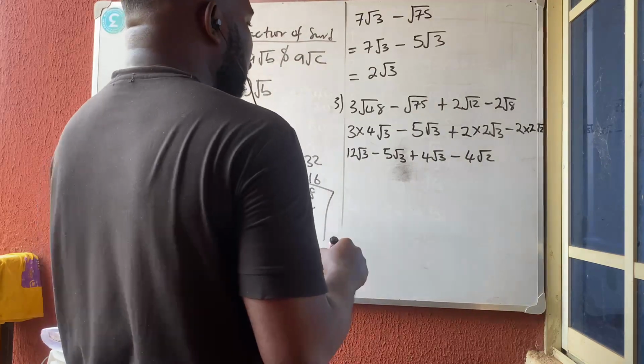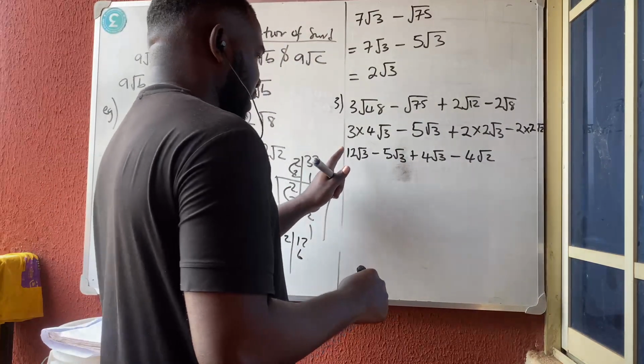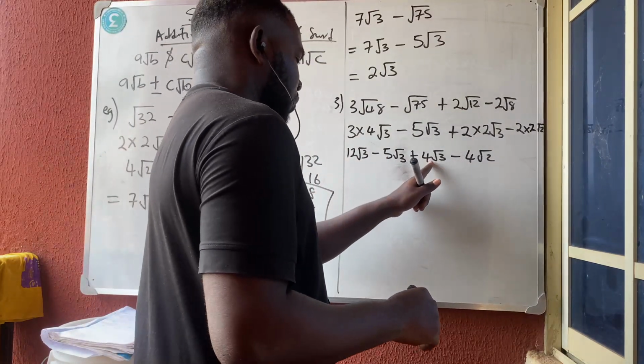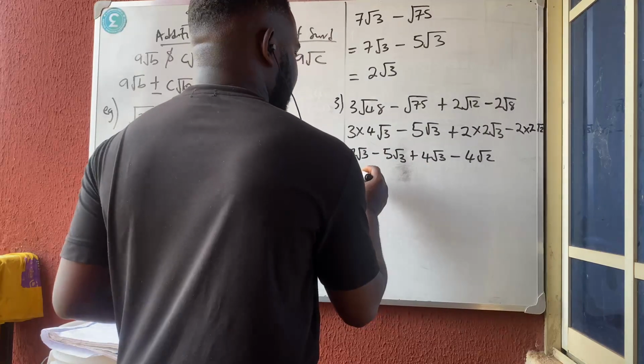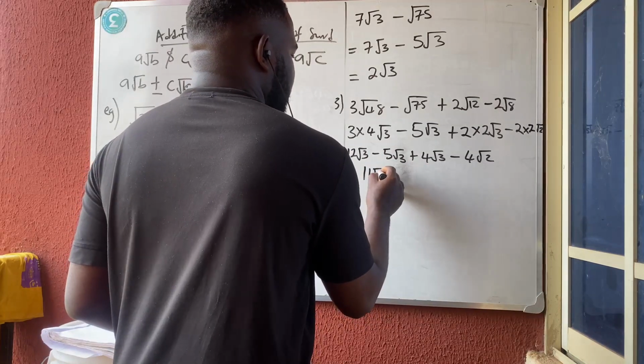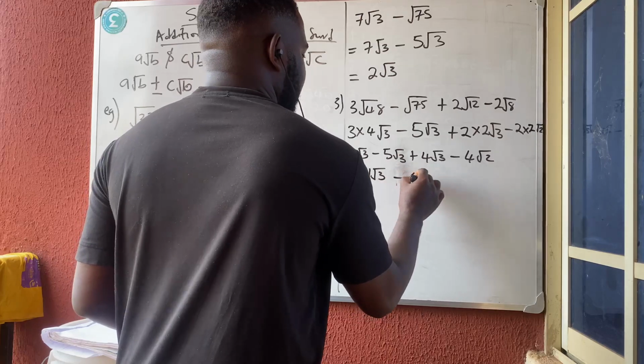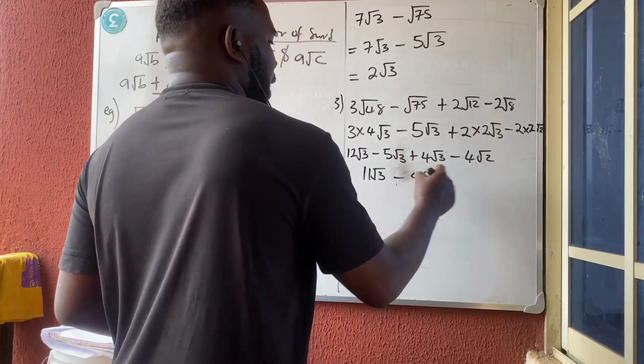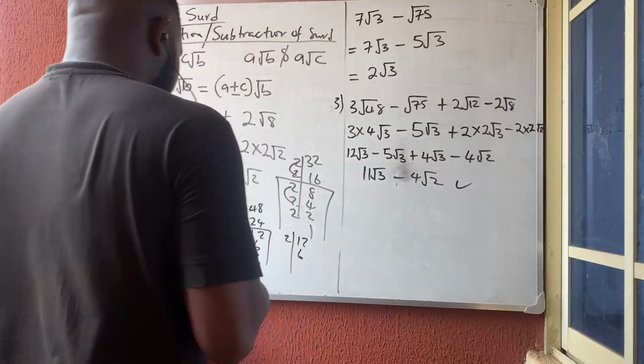Now, only like surds can add or subtract. So 12 plus 4 will give you 16. 16 minus 5 will give you 11. 11 root 3 minus 4 root 2. Since they cannot add or subtract, my answer is just this.